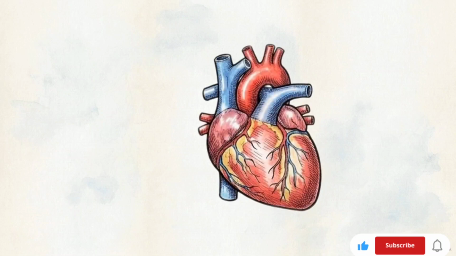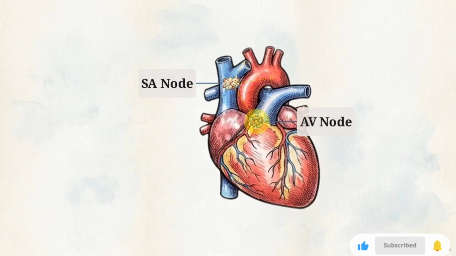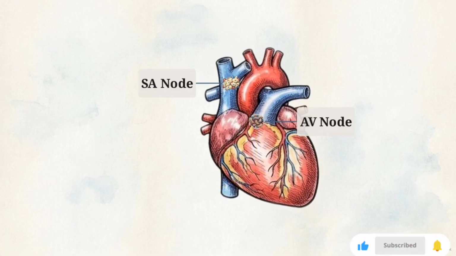Look at this model of the heart's electrical system. High up in the right atrium sits a tiny cluster of cells called the sinoatrial, or SA, node. This is your body's built-in primary pacemaker. It fires a continuous series of electrical impulses down specific pathways, commanding the muscle tissue to contract.